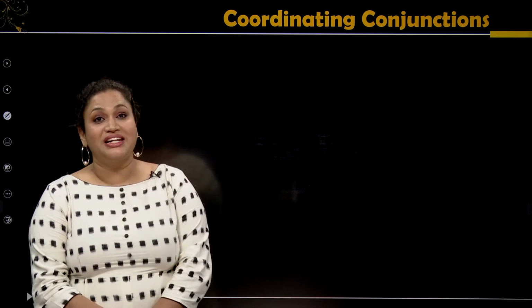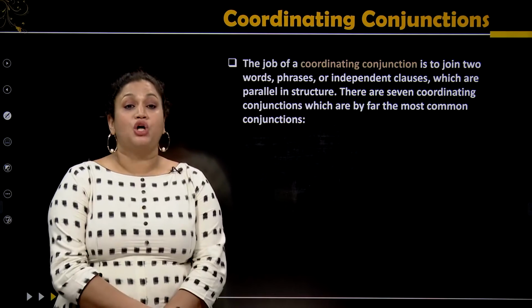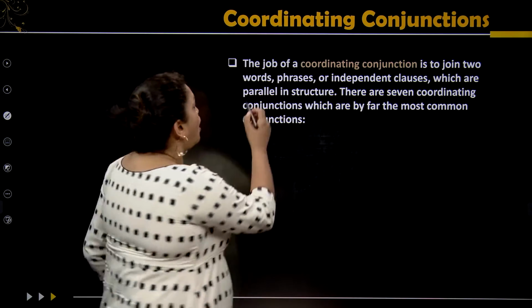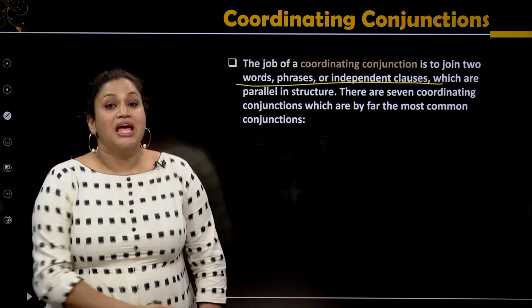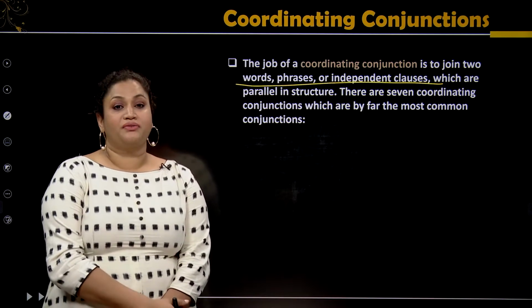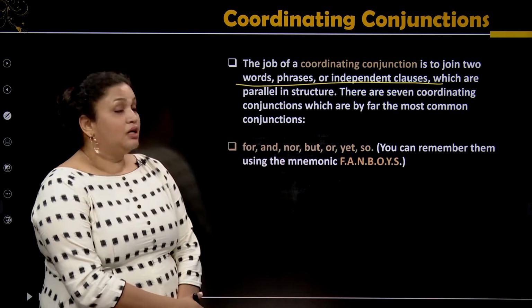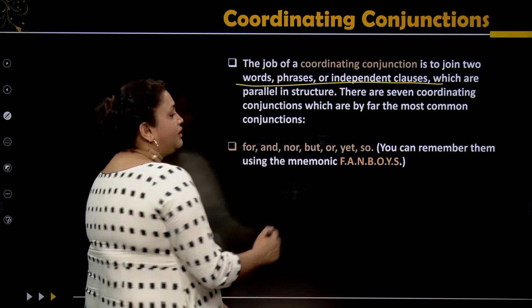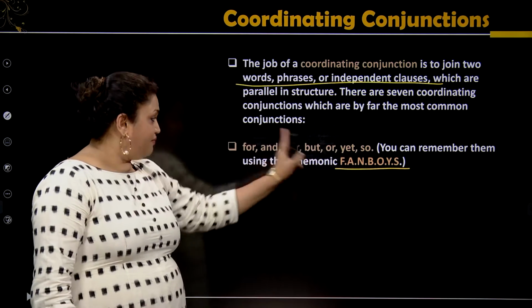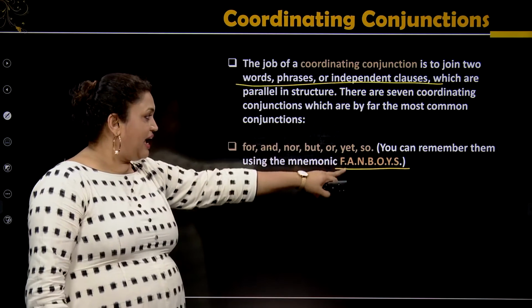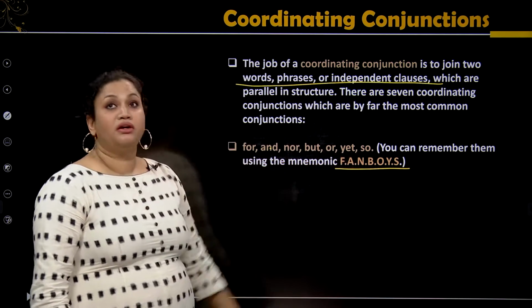Let's go to the coordinating conjunctions explicitly. The job of a coordinating conjunction is to join two words, phrases, or independent clauses which are in parallel structure. Let's check what they are. There are seven coordinating conjunctions, which are by far the most common conjunctions, and they are called the fanboys. When we say fanboys, you have F for "for," A for "and," N for "nor," B for "but," O for "or," Y for "yet," S for "so."